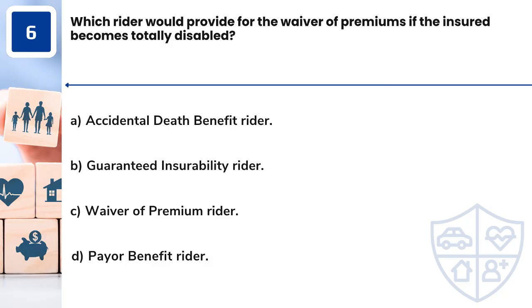Question 6. Which rider would provide for the waiver of premiums if the insured becomes totally disabled? A. Accidental death benefit rider. B. Guaranteed insurability rider. C. Waiver of premium rider. D. Payor benefit rider.